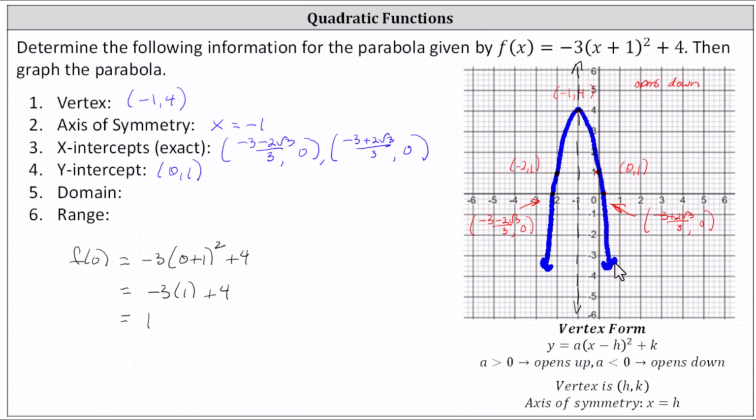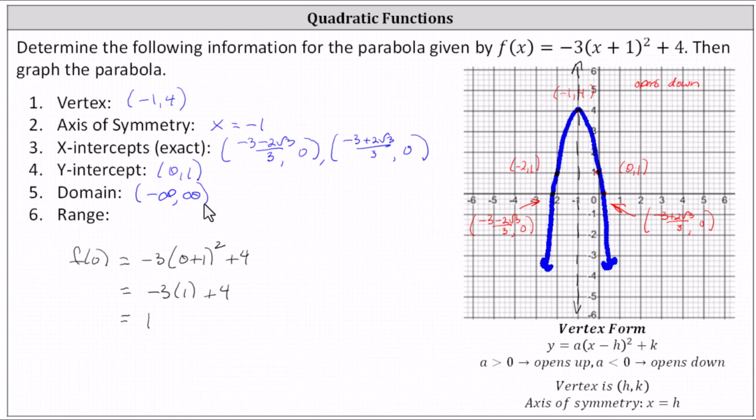The domain for any quadratic function is all reals. There are no restrictions on the inputs or x values. We express all reals using interval notation as the open interval from negative infinity to positive infinity.